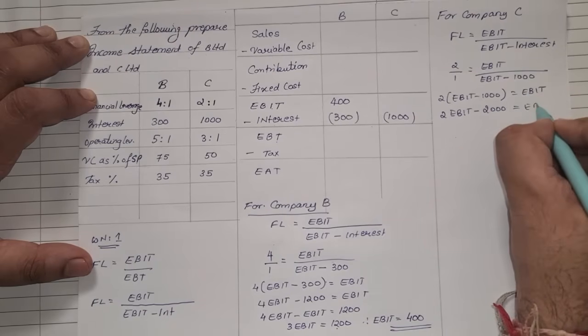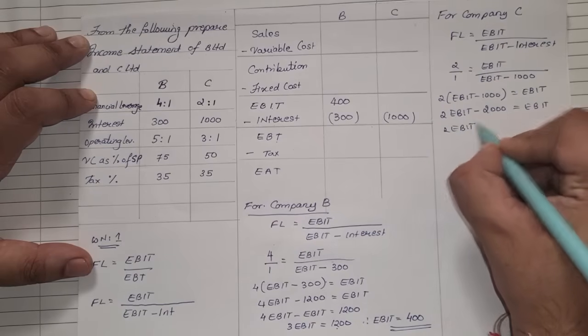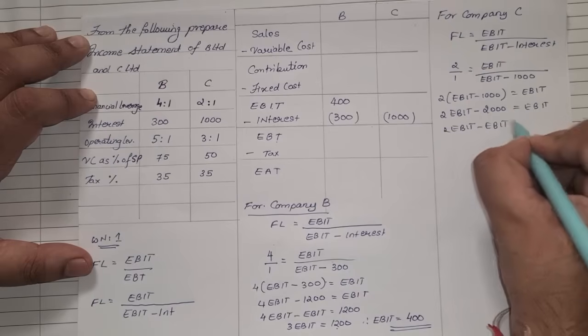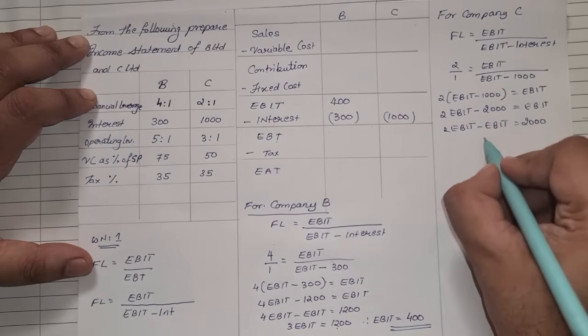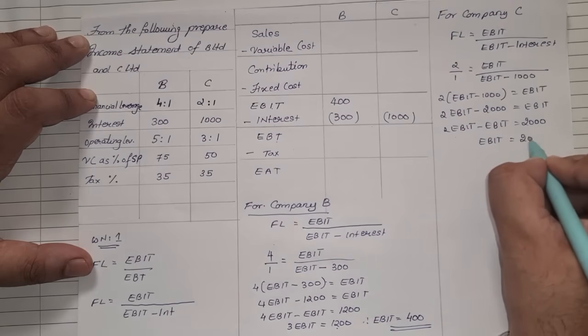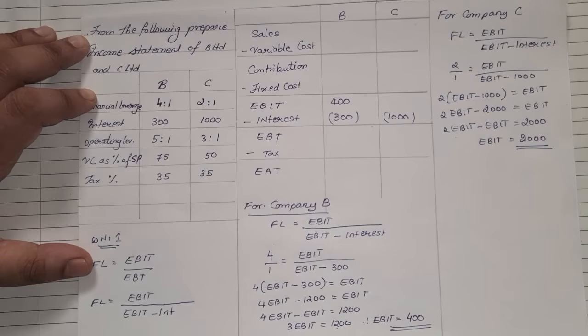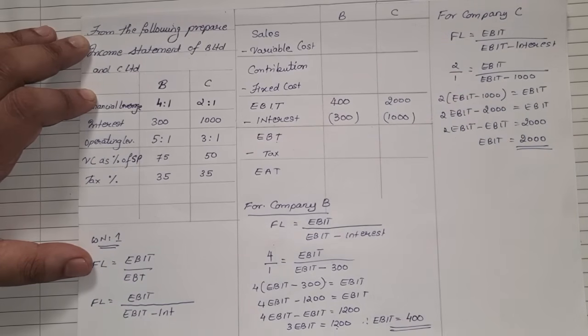EBIT is equal to EBIT. I keep EBIT on one side, so it will be 2 EBIT minus EBIT is equal to minus 2000. When it goes to the other side, it will become plus 2000. 2 minus 1 is 1, so your final EBIT for the second company, company C, is 2000. Okay, now once we have got this, I'll write it here. EBIT for company C is also 2000.